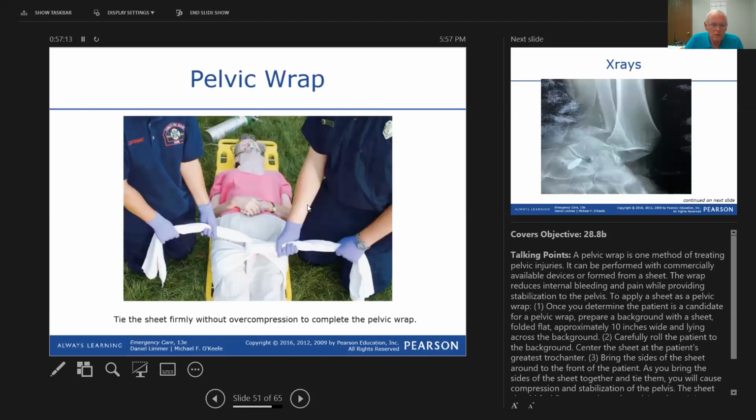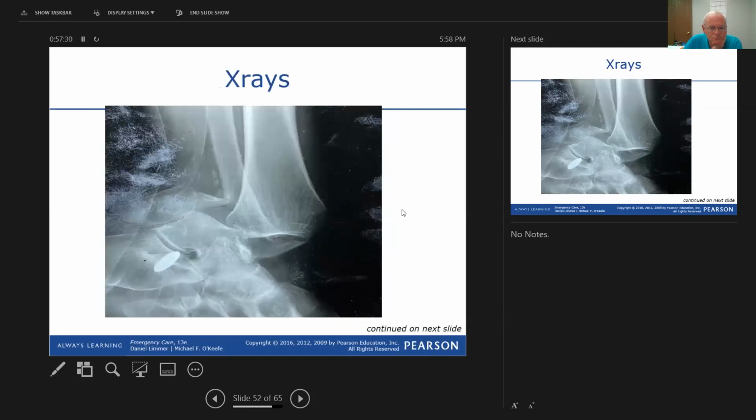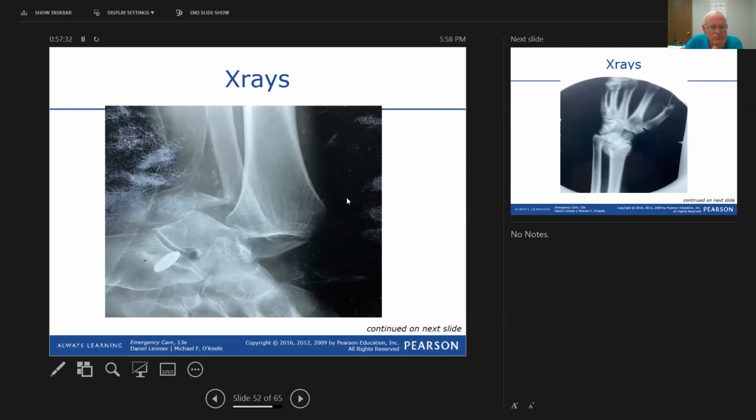So this is an example of somebody using a sheet as a pelvic binder, okay? All right, so I'm going to show you a few x-rays here before we're done. This first one is an ankle dislocation. So these are old x-rays that I had back in the days when I worked ER, first was on an ambulance, was able to acquire them.